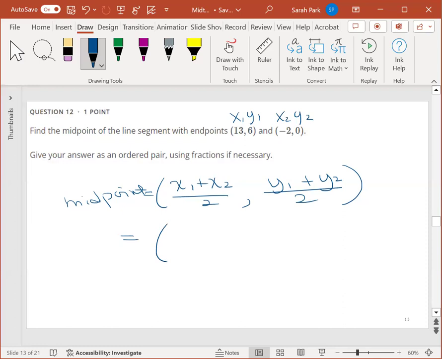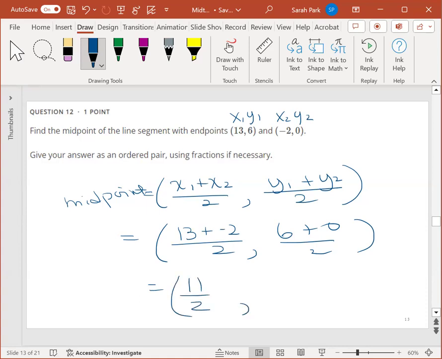So we add the two x's, 13 plus -2 over 2. We'll add the y's, 6 plus 0 over 2. We'll just simplify. 13 plus -2 is the same thing as 13 minus 2, so we get 11 halves. We can't simplify that, so we'll leave that alone. And then we have 6 plus 0, which is 6 divided by 2, and that simplifies to 3. So we have our midpoint, (11/2, 3).